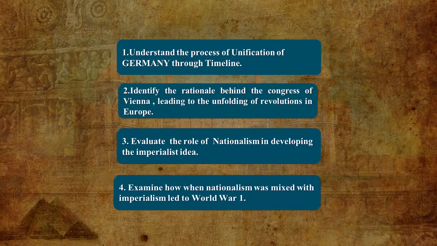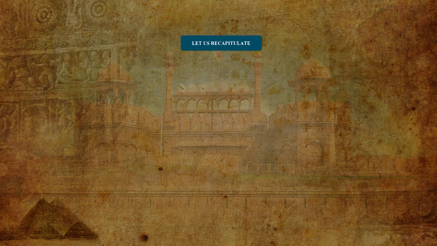Today we are going to move to the third part of chapter 1 history, the rise of nationalism in Europe. We have already covered session 1 and session 2. Now in this session we are going to study the unification process of Germany and Italy. We are also going to look into the process of nationalism that led to imperialism and finally culminated in World War I. Let us recapitulate, children.